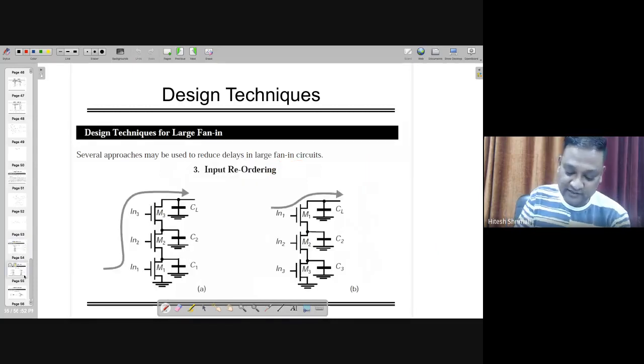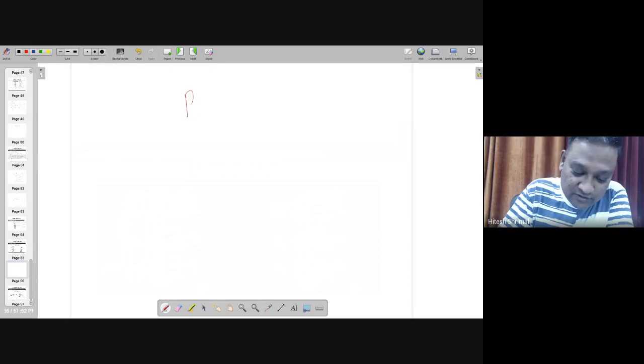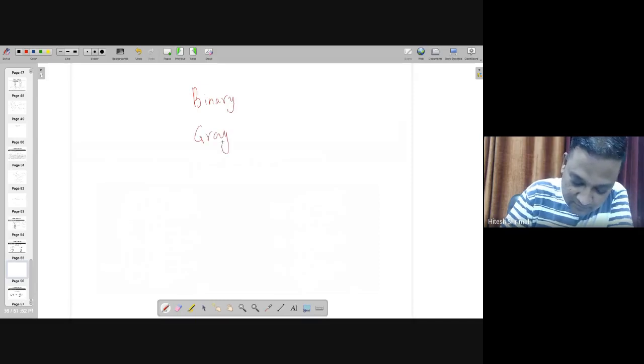One more thing is, rather than giving in 1, in 2, and in 3. So by the way, just for my information, do you know the following codes? Do you know all of the codes?